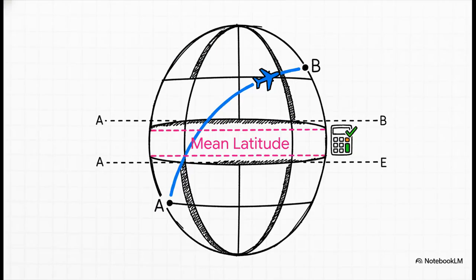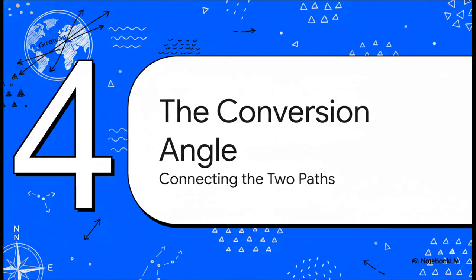And a quick but really important note for your exams. Unless you're flying exactly due east or west, your latitude is going to change. That's why we don't just use the starting or ending latitude. We take the average or mean latitude to get the most accurate calculation. All right, let's keep building on this. How do we relate that ideal Great Circle track to the simple Rhumb line track? This is where something called the conversion angle comes into play.